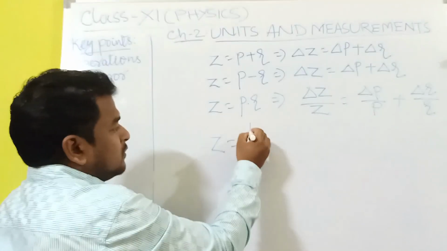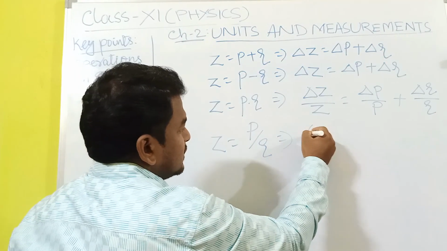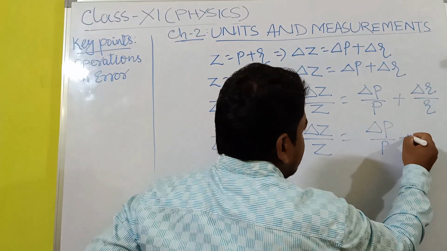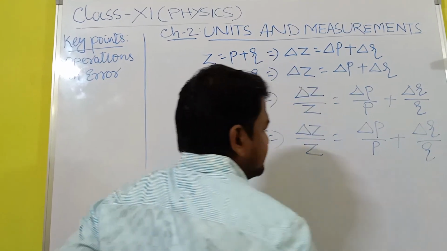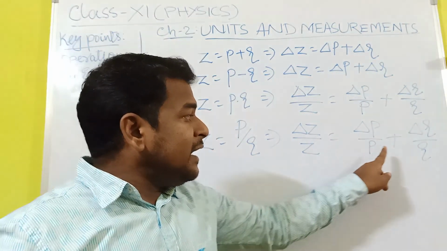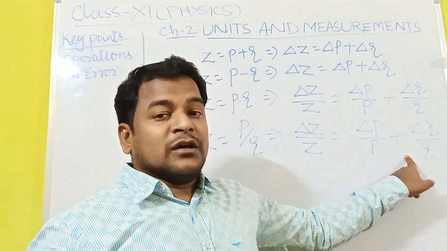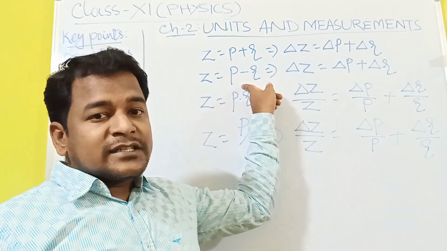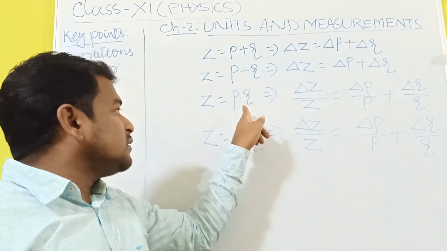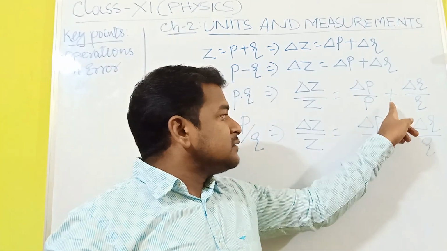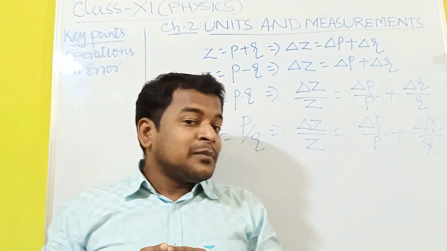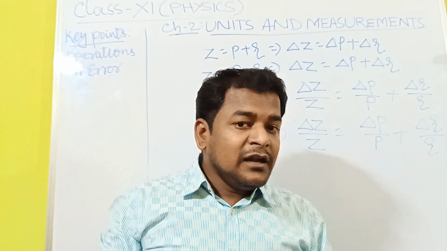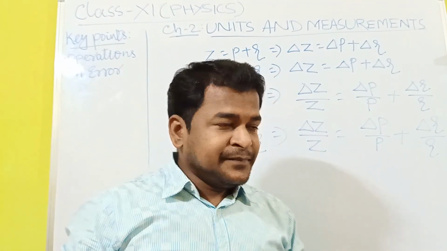Suppose z equal to p by q. In this case also delta z by z equal to delta p by p plus delta q by q. In case of the division also we are adding, means we are using the plus symbol. So what conclusion we are getting? In case of addition or subtraction we are using the plus symbol. In case of product and division also we are using the plus symbol. That means the plus symbol we are using everywhere. So everywhere there is the plus symbol in case of your operation of errors, right?